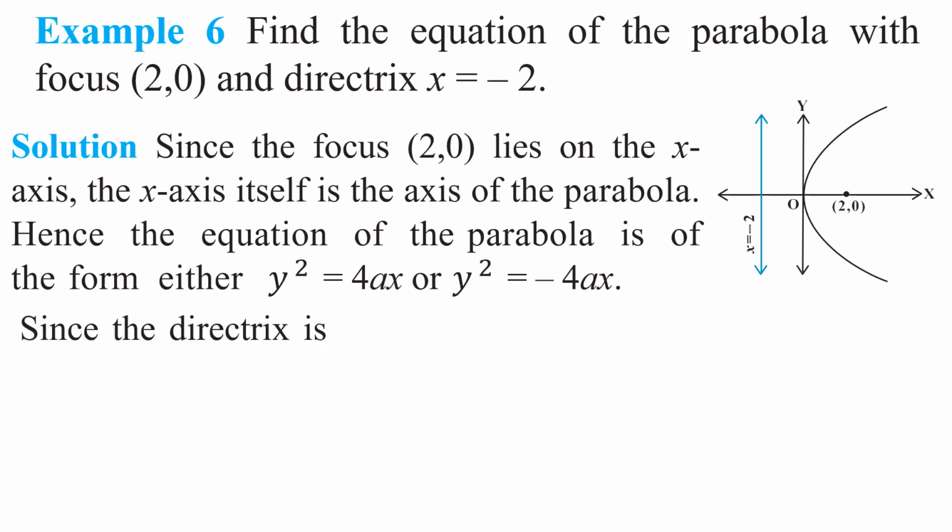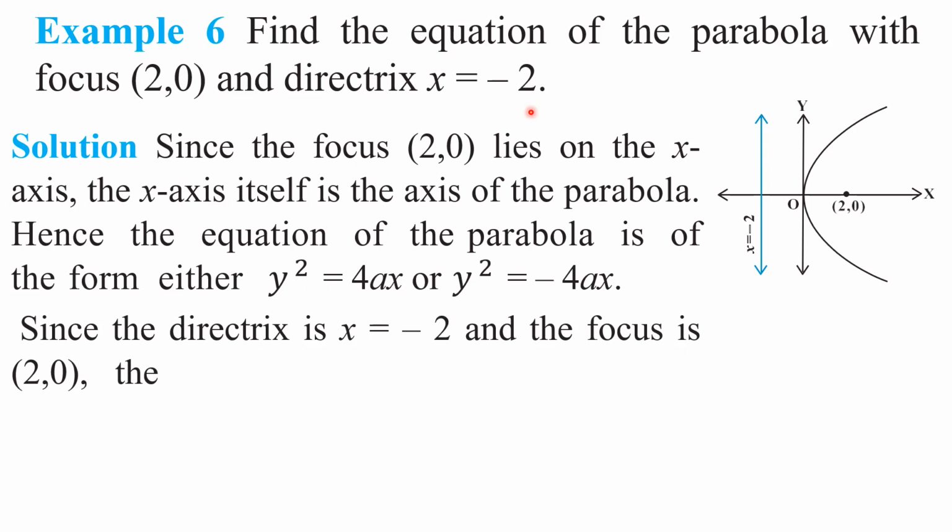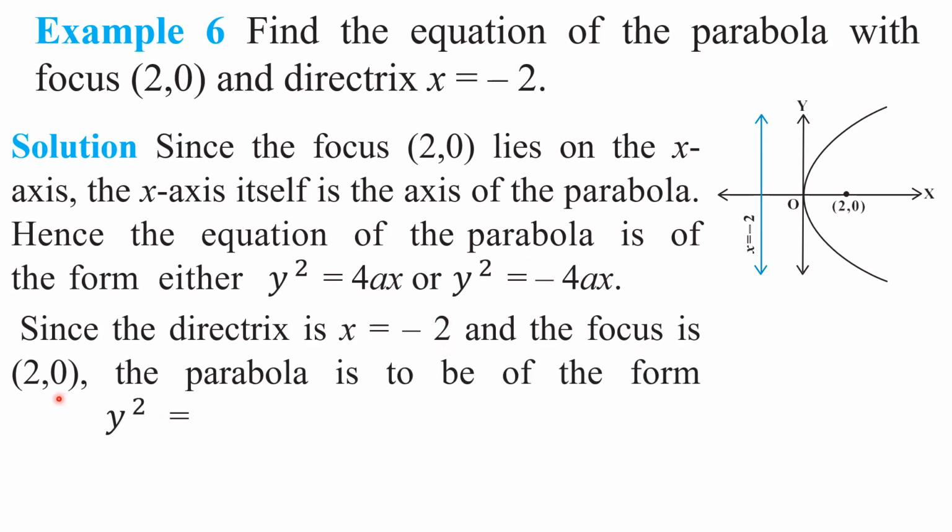Now, what is the equation of the directrix here? x is equal to -2. Here, the equation of the directrix is x is equal to -2, and the focus is the ordered pair (2, 0). The parabola is to be of the form y square is equal to 4ax with a is equal to 2. Yes or no, my children? Right.